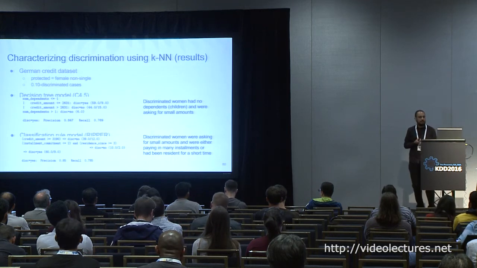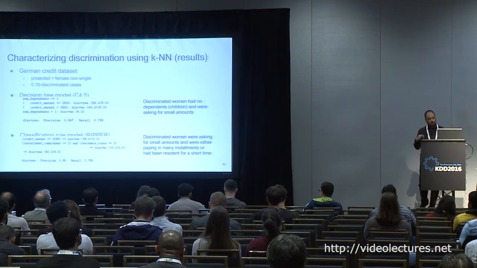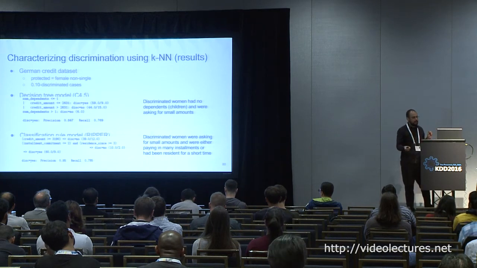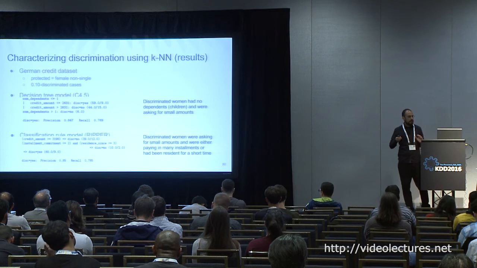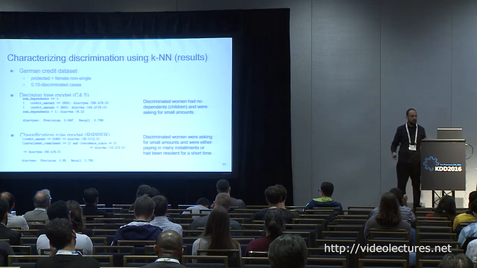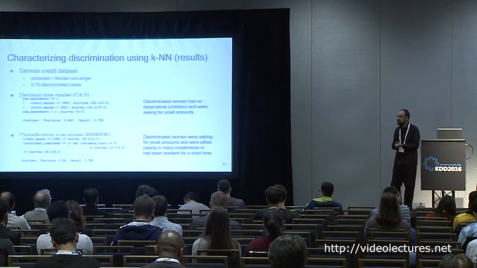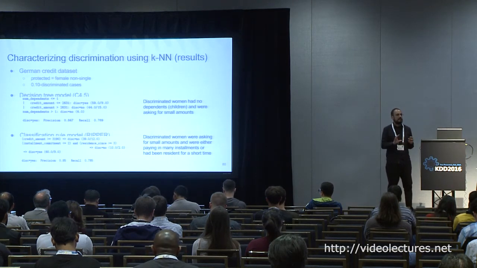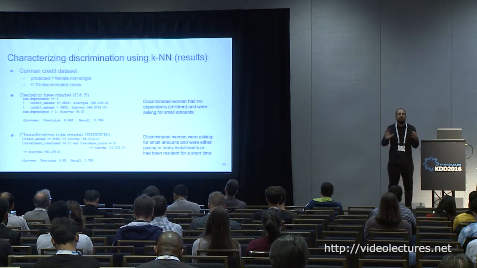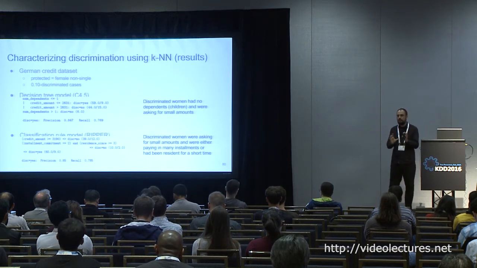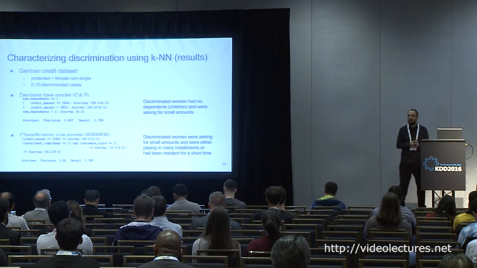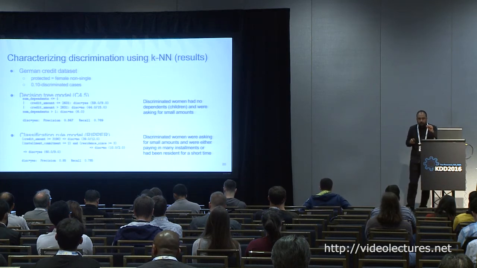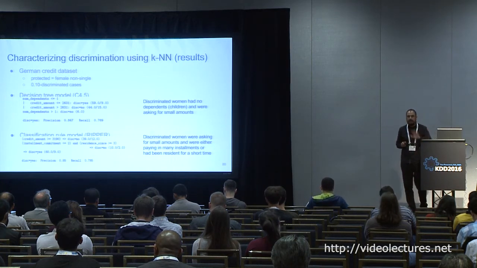And here you have a more complex rule, and you say, well, the women who were discriminated against were asking for small loans and were either paying in many installments or had been resident for a short time, right? So this is interesting about this KNN approach, because it gives you a sort of policy direction, right? It tells you not only that this group was discriminated against, but it goes deeper into what the reason was. And the method is very simple.